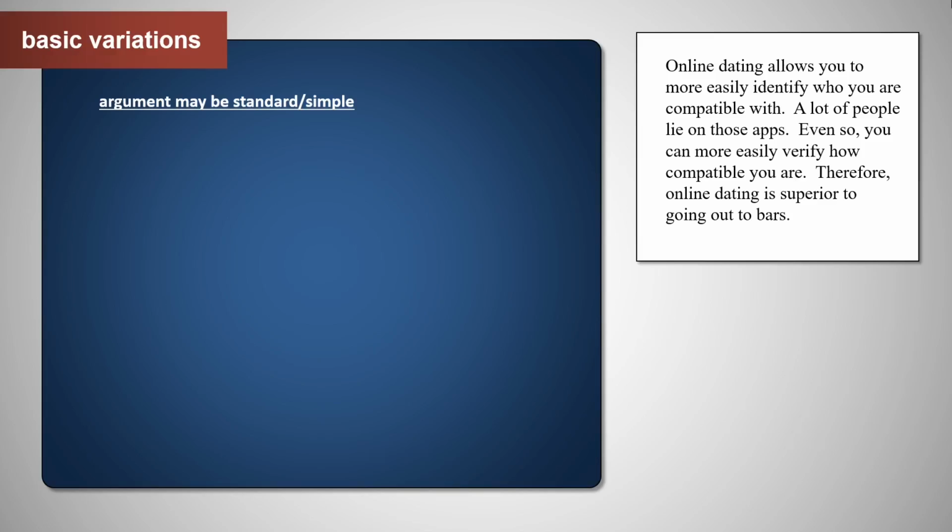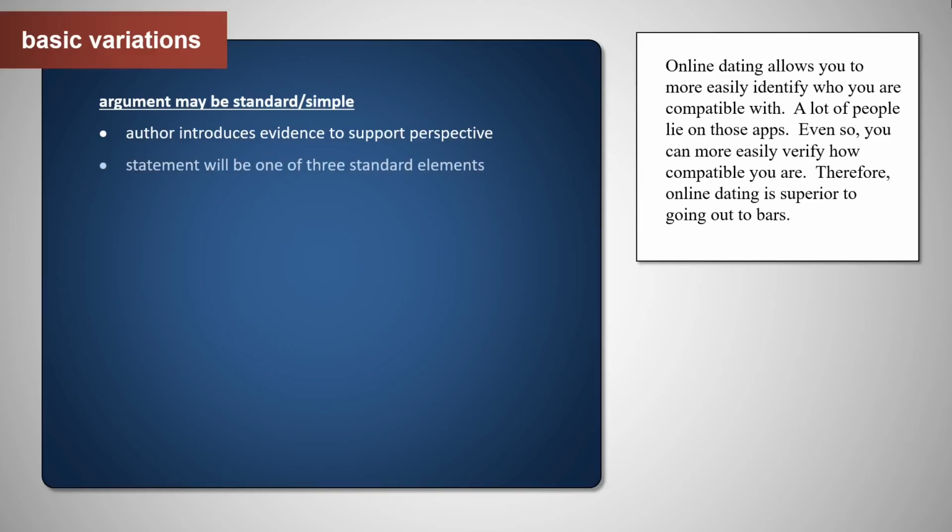Okay, so just a quick analysis of the argument here. The last sentence is the conclusion: online dating is superior to going out to bars. Why? Because it allows you to more easily identify who you're compatible with, and you can more easily verify that even when people lie. So the author could introduce evidence to support a particular perspective. So that would be a standard, straightforward argument. The author just introduces some sort of information to support their perspective or their point of view.